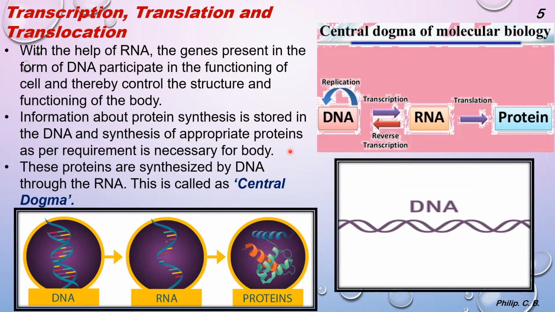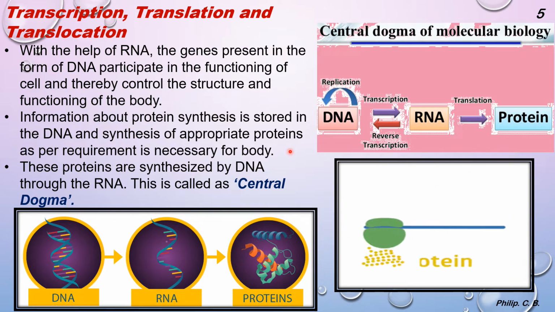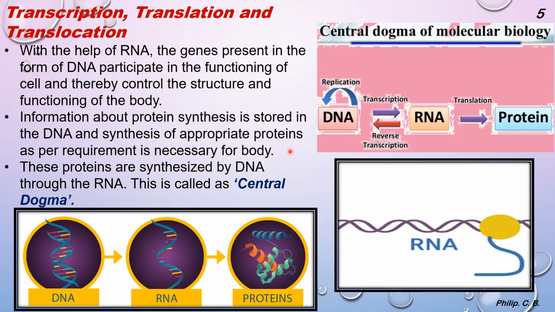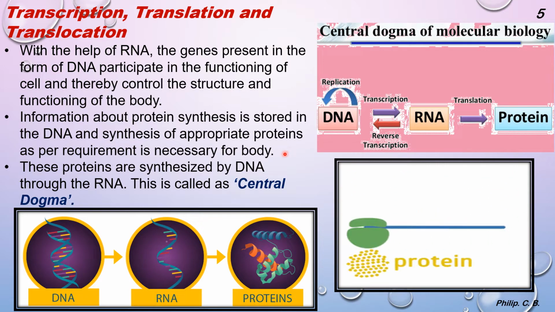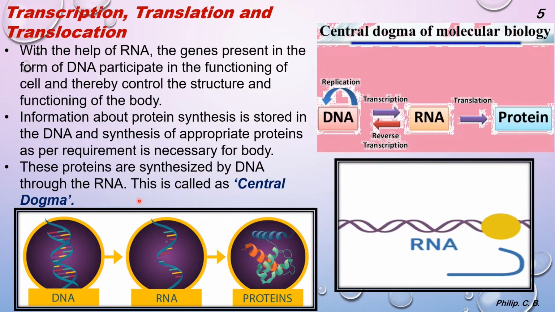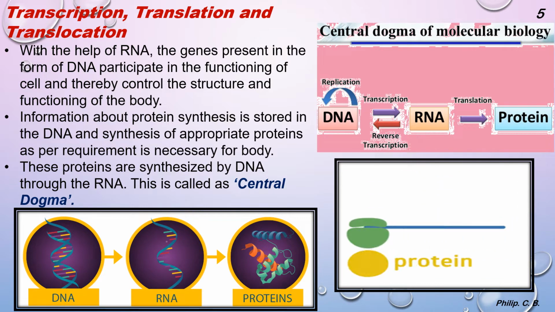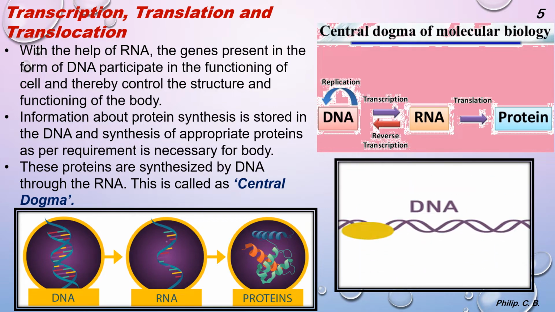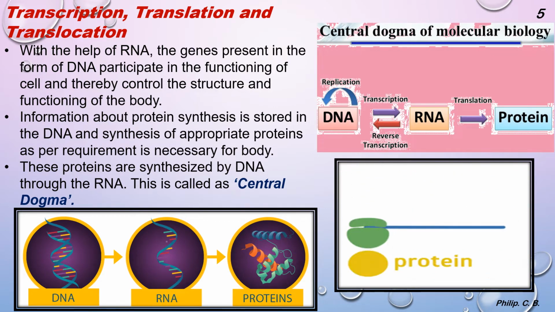That is the central dogma, where you saw DNA first forming RNA, then the protein, by the processes you are going to learn further: transcription, translation and translocation. Further, these proteins are synthesized by DNA through RNA. This is called what? Central dogma. So students, now this central dogma concept is clear to you. That is the formation of RNA from DNA, and from RNA forming the protein, or the synthesis which takes place, is nothing but the central dogma.